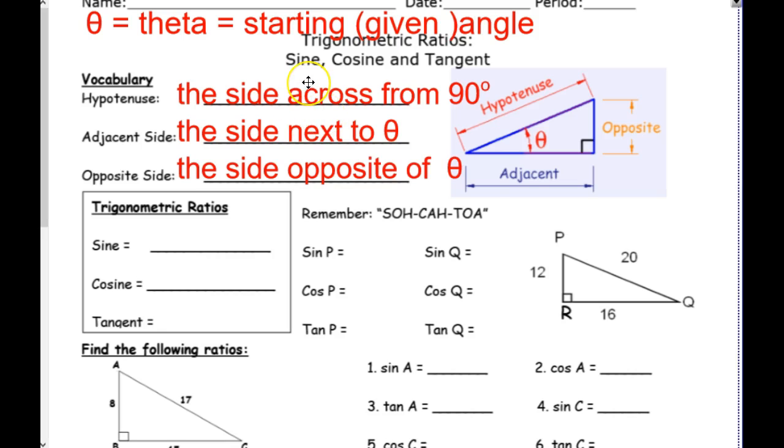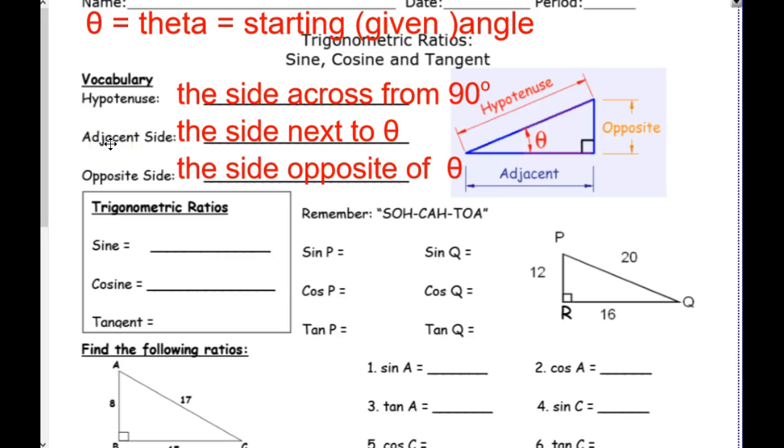And then here's something you may not have known. A triangle has three sides. Yep, I know. Surprise. One of those three sides is called a hypotenuse, and it's across from the 90. Write that down. So here's my 90, across from it, hypotenuse.